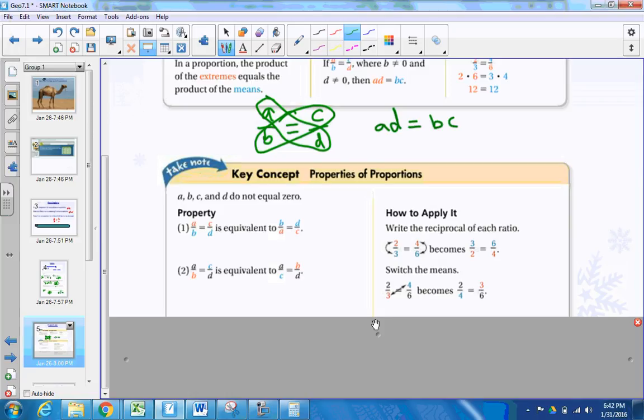So you can flip here the B and the C, and it'll still work out. I never thought about that until I saw this, but you can switch the two means, or the two middle ones, the B and the C. So 2/3 is equal to 4/6. If you flip the 3 and the 4, 2/4 is then equal to 3/6, and that's true. So that's the second property.